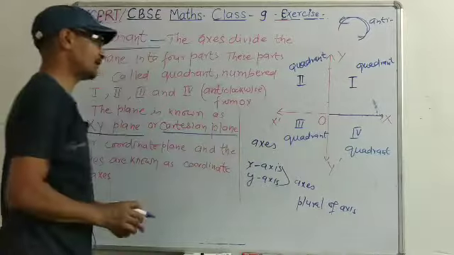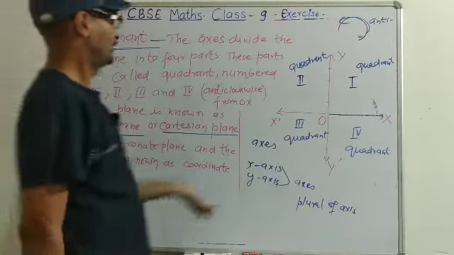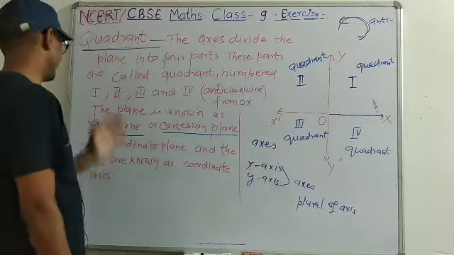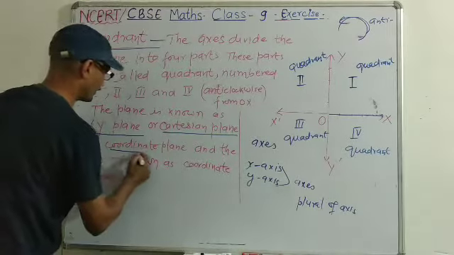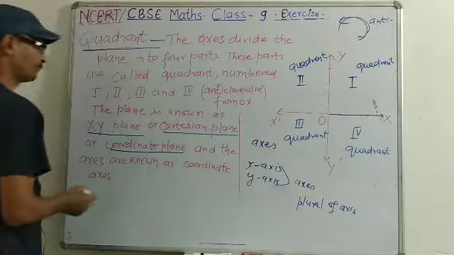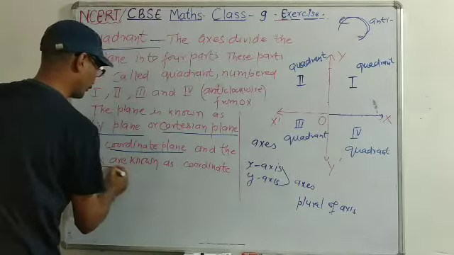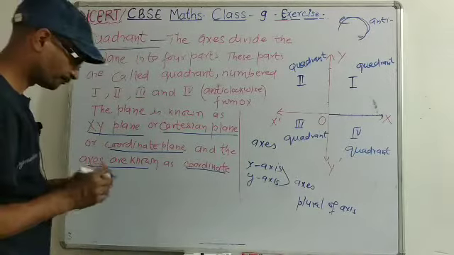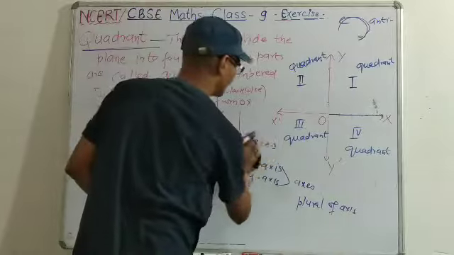What is the Cartesian plane? By drawing two mutually perpendicular lines, we get two axes X and Y, so we can say it is the XY plane or coordinate plane. The axes are known as coordinate axes. So these are the most important things related to coordinate geometry.